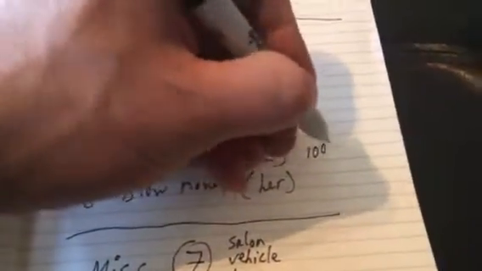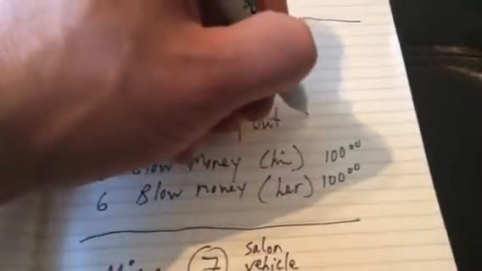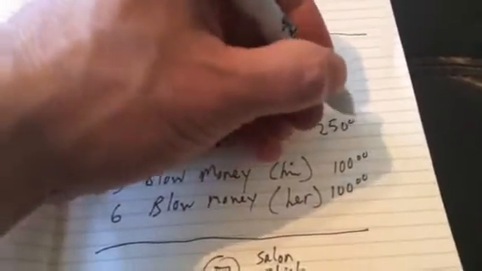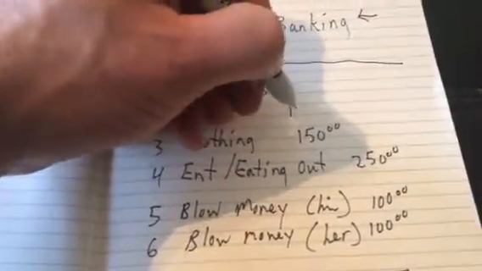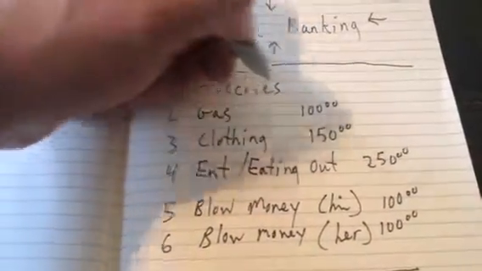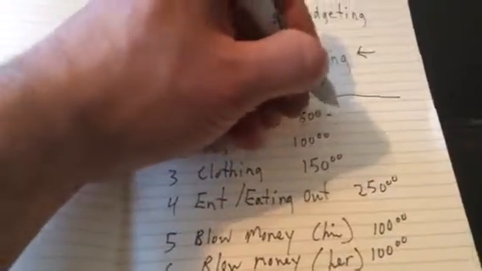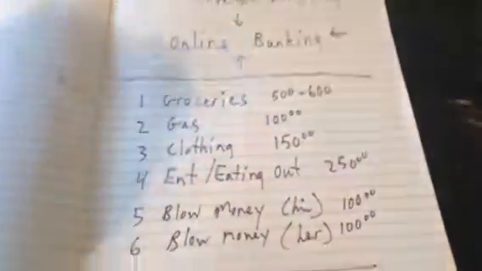So for example, for me, for 2 weeks, it's $100. For my wife, it's $100. Eating out, I figure we spend about $250. Clothing, we allocate $150, and this is per paycheck. Gasoline, I know it costs me $100 every paycheck. And then groceries, between $500 and $600. That's what you start off with.